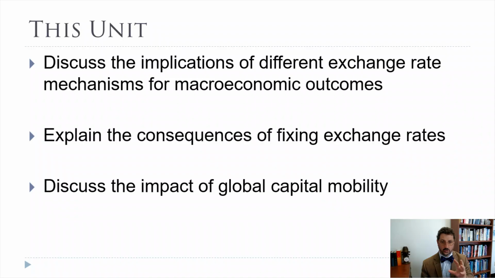We'll explain why countries might fix exchange rates and what the consequences of that would be. And then we will discuss global capital mobility, right? If you think about global capital, it becomes this amorphous boogeyman sometimes, where capital rushes into a country and then rushes out of a country.